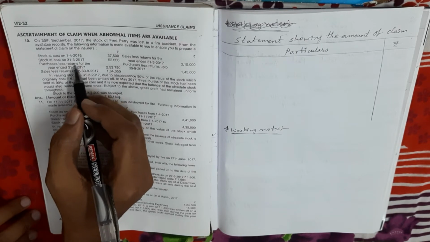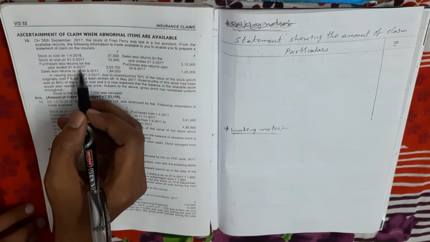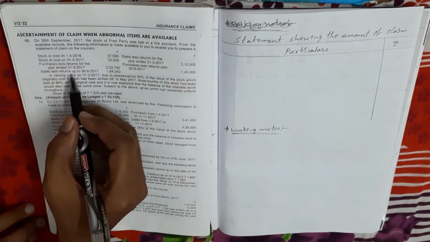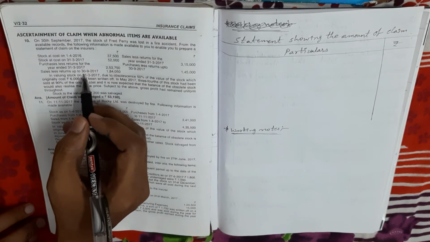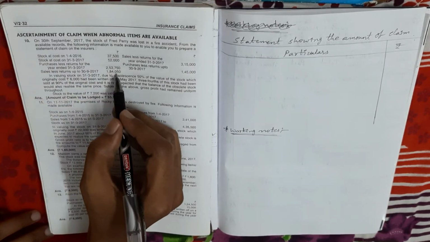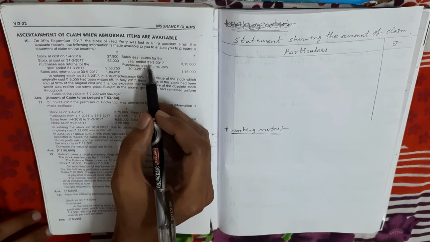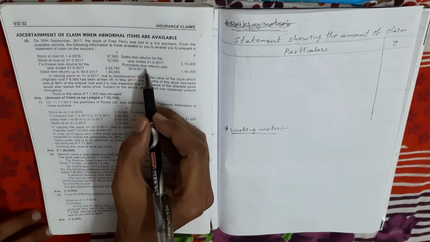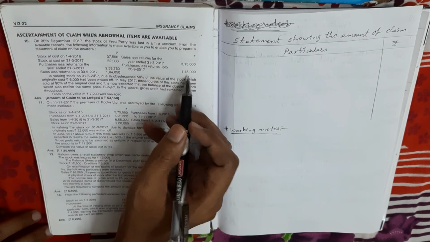That means present year opening stock. Next, purchase less returns for the year ended 31st March 2017 means last year purchase amount. Next, sales less returns up to 30th September 2017. So this is the current year sales amount, 1,84,050 rupees. Next, sales less returns for the year ended 31st March 2017 means this is the last year sales amount. Next, purchase less returns up to 30th September 2017 means current year purchase amount.